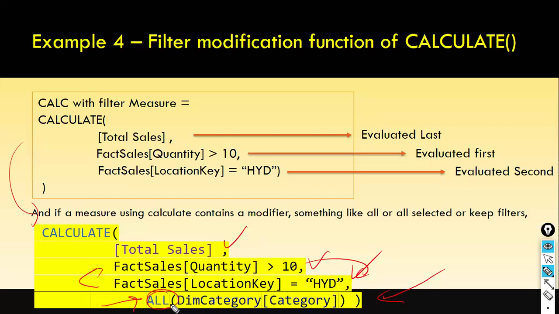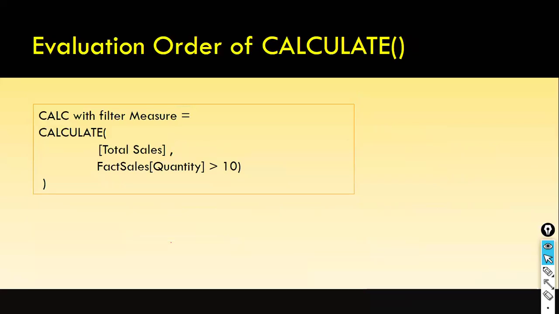This is called a filter modification function. Whenever you use any filter modification function, this one will get evaluated first. And then the innermost, second, and then the third. Okay, so this is the order. This is called a filter modification function. Remember that. Boolean filter, table filter, filter modification function, ALL, SELECTED. These are called your filter modification functions.